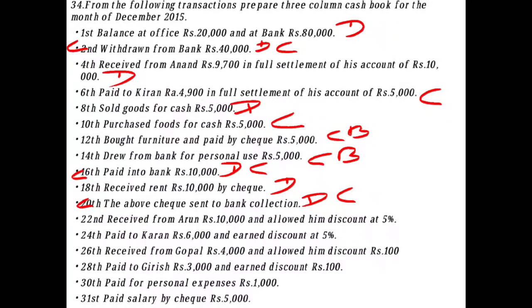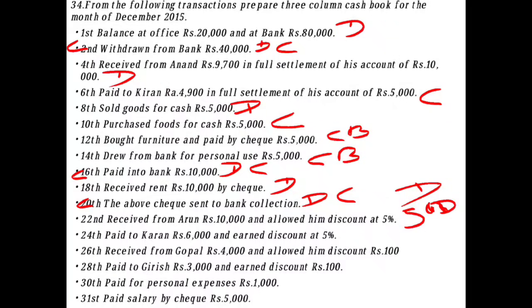Next, you have received 10,000 from Arun and allowed him a 5% discount. Now, 5% on 10,000, how much discount will we get? It is 500, right? So which side do you have to record this 500 rupees? Received you have, so debit side. Okay, 500 rupees: 9,500 you have received and 500 you have allowed as a discount to him.